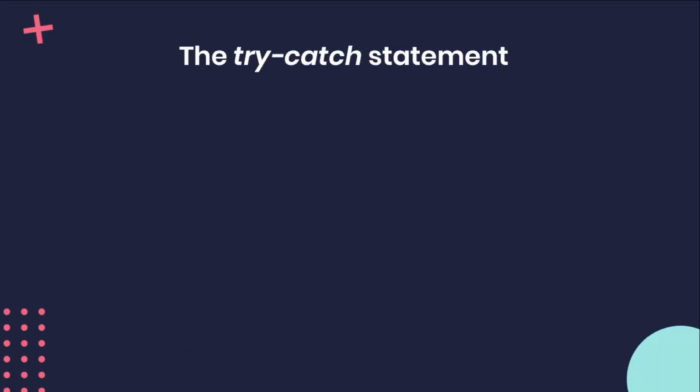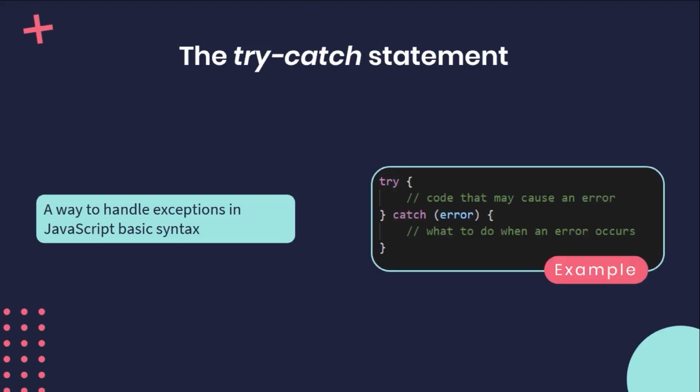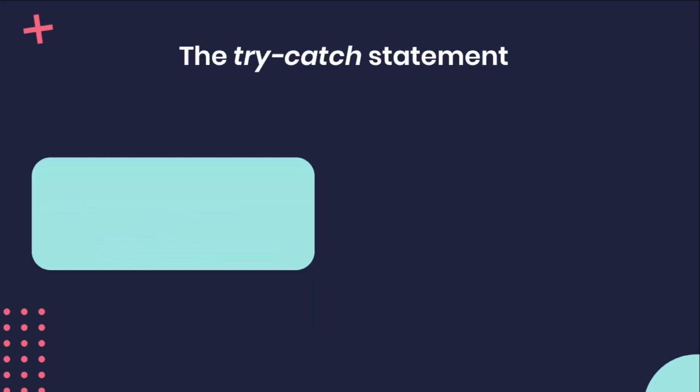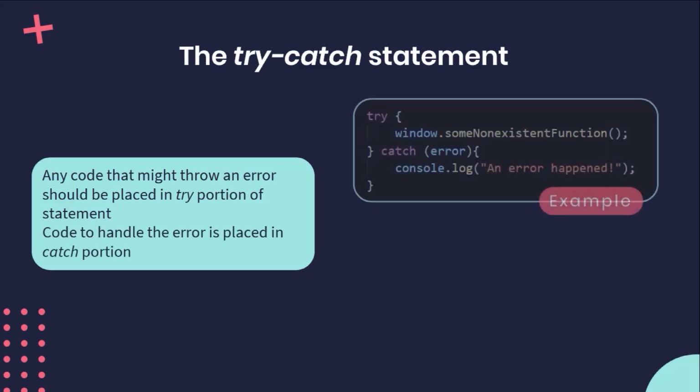ECMAScript 262, 3rd edition, introduced the try-catch statement as a way to handle exceptions in JavaScript. The basic syntax is as follows. Any code that might possibly throw an error should be placed in the try portion of the statement, and the code to handle the error is placed in the catch portion, as shown in the following example.